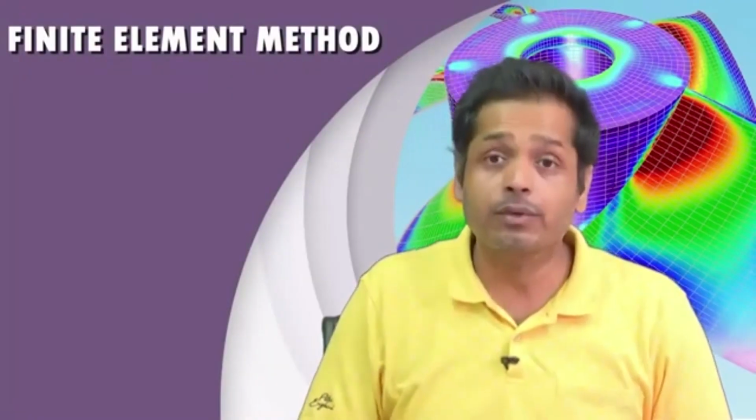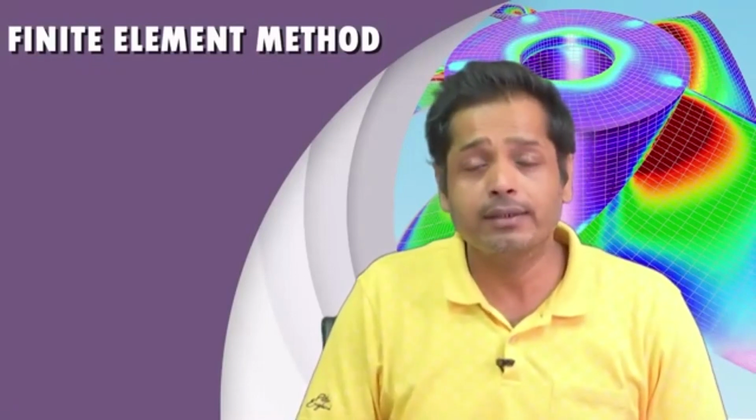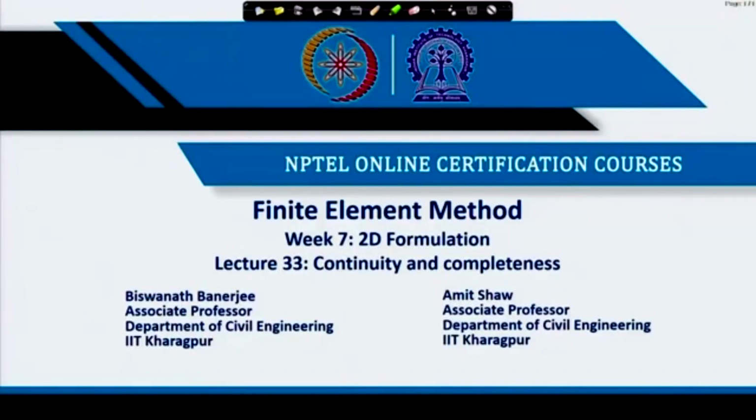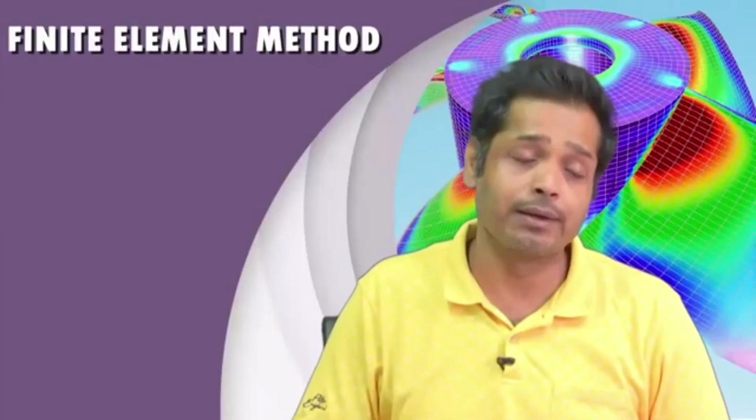Hello everyone. Today is the second lecture of this week. In the first lecture we have seen how to construct the shape function for the most basic element in two dimension, that is the three-noded triangle, the constant strain triangle.